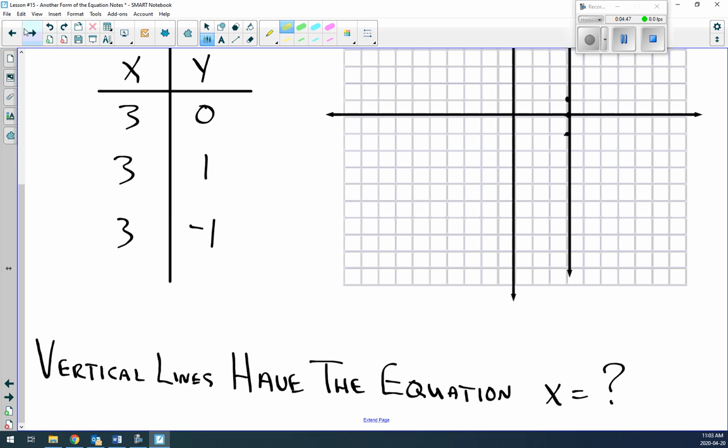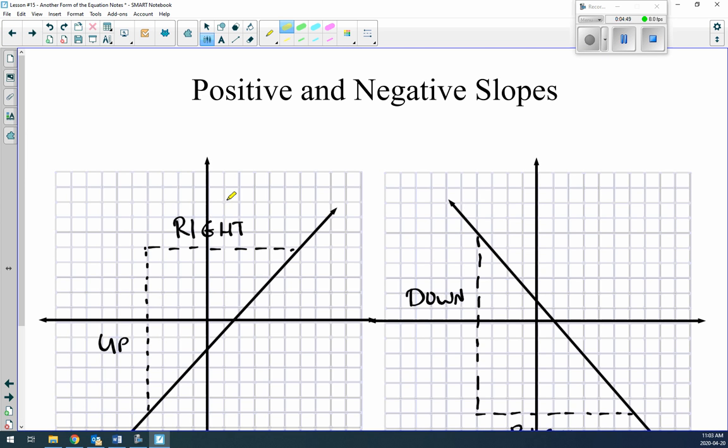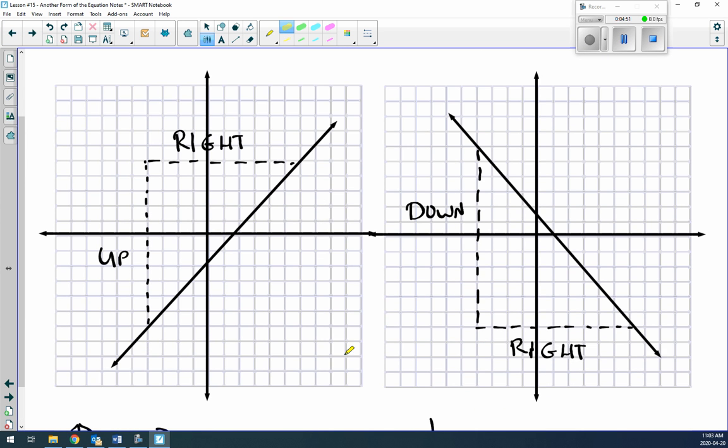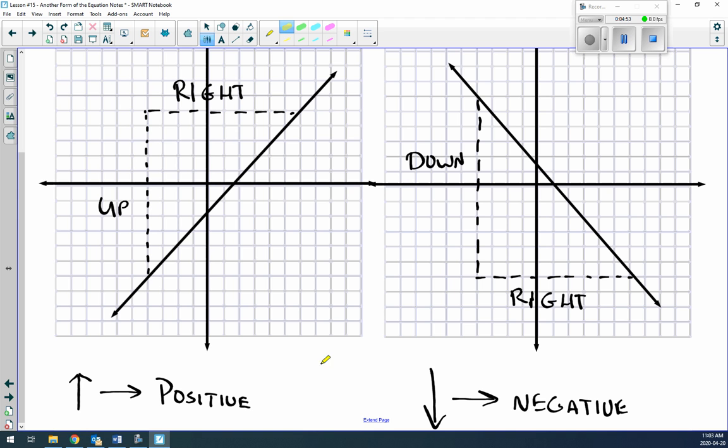Okay, page 5. We've already talked a little bit about positive and negative slopes. This is just a refresher. When you have a positive slope, whatever point you pick, you go up and to the right. Positive slopes are up and to the right. For negative slopes, you take the point on the left and you go down and to the right. Everything is always to the right.